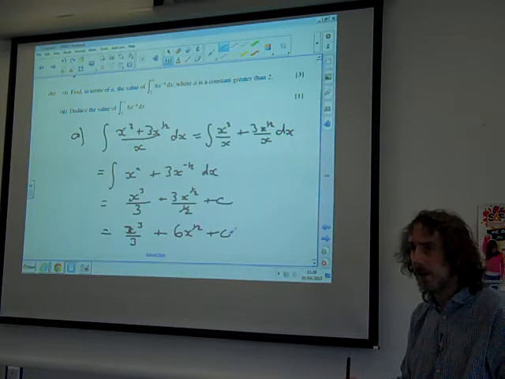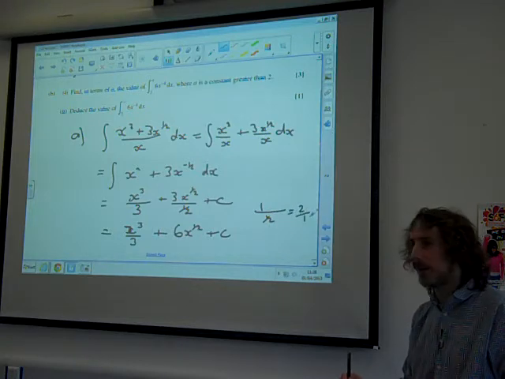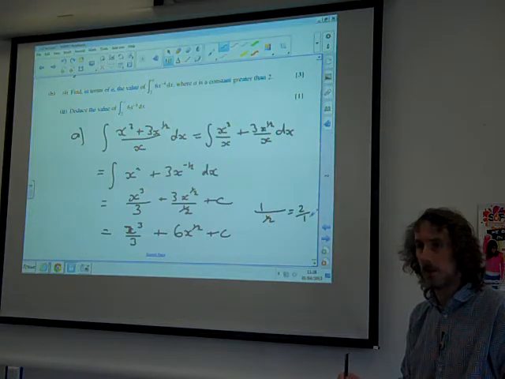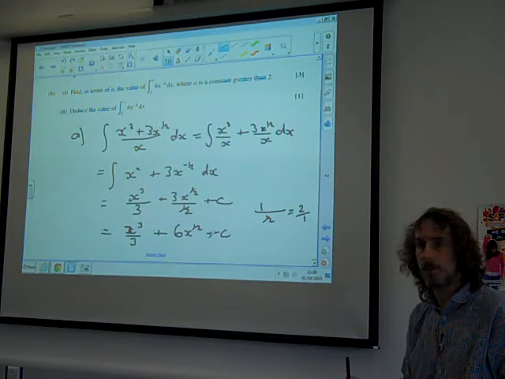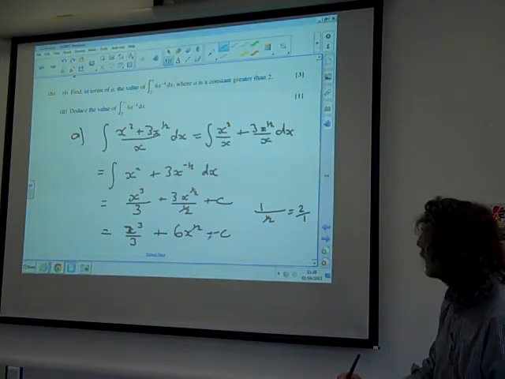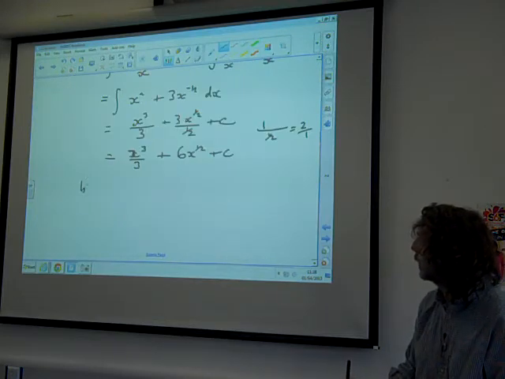Are we happy about this? We know that if we divide anything by a half, that equals 2 over 1, which we're just going to write as 2. We've got 2 times 3, x to the half. Great. Right, let's go on to part B, which is a bit more interesting than this.